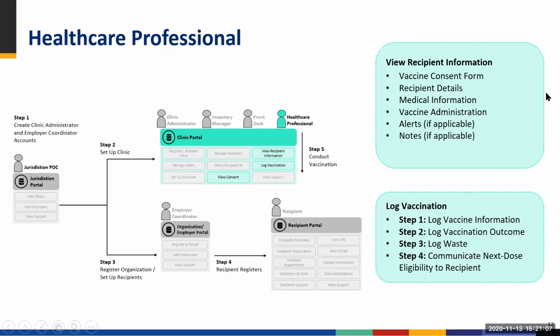So I'm going to walk through viewing the recipient record as the healthcare professional, which includes looking at their vaccine questionnaire, the recipient details, their medical information, and then actual vaccine administration, as well as any alerts or notes if they're applicable. And then I'm going to walk through actually logging a vaccination, including the vaccine information, the outcome, any waste, and communicating the next dose eligibility to my recipient.